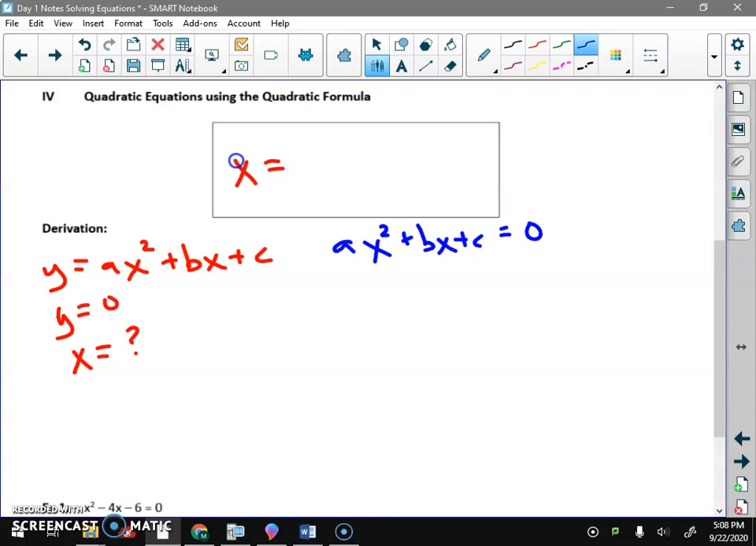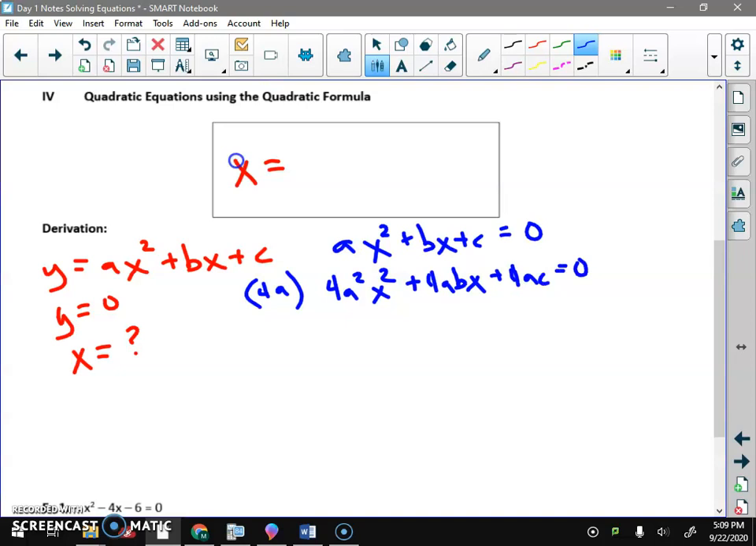So here's where a little bit of magic comes in. A good mathematician said, let's multiply everything through by 4a. And bear with me for a second. I'm not asking you to recreate this, but I am asking you to understand it. 4a times everything would give me 4a squared x squared, 4a times bx is 4abx, and 4a times c is plus 4ac.